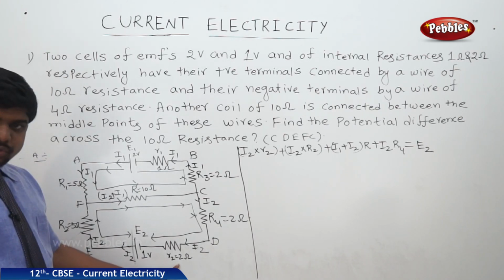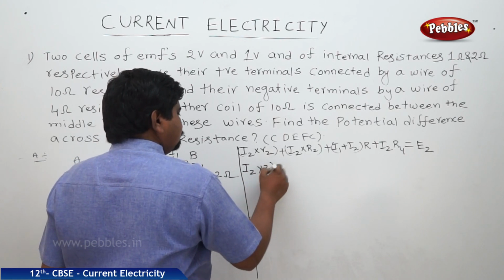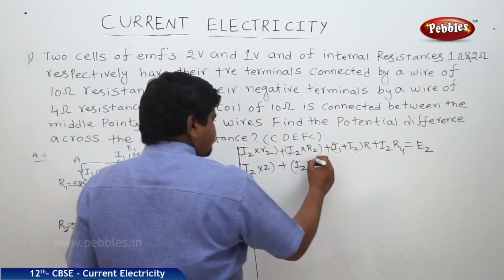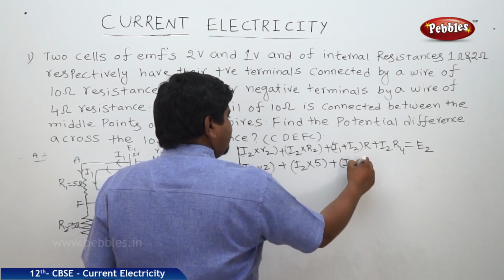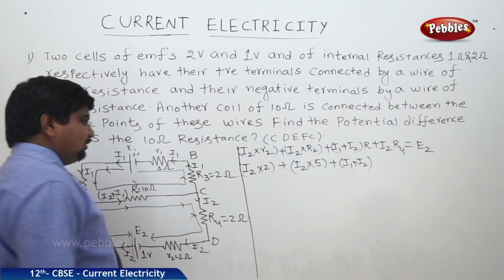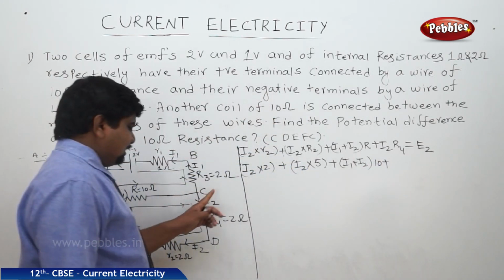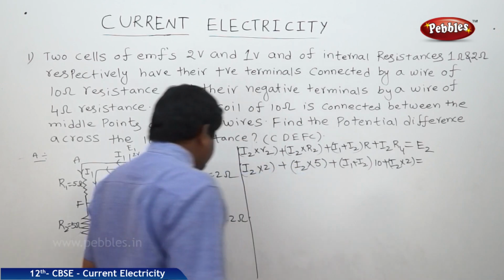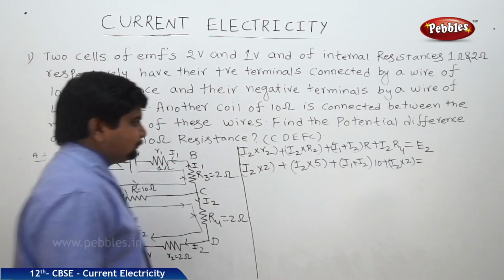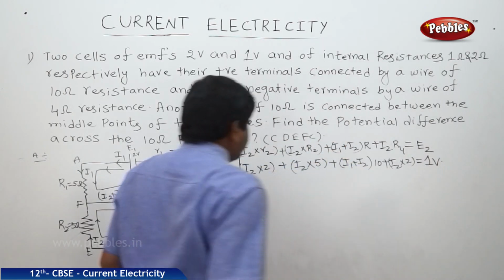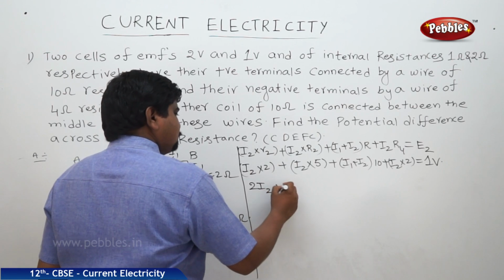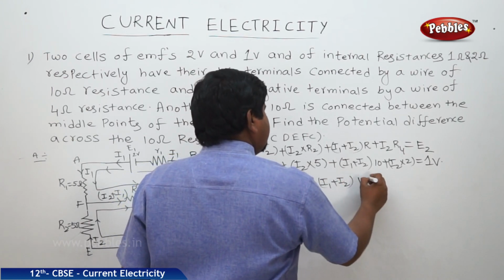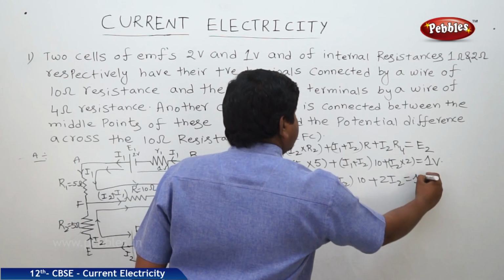So what is the small r2? 2 ohms. Therefore I2 into 2 plus I2 into what is capital R2? 5 ohms plus I1 plus I2 into what is capital R? 10 ohms plus I2 into what is capital R4? 2 ohms. What is E2? E2 is 1 volt. So it is 2I2 plus 5I2 plus I1 plus I2 into 10 plus 2I2 is equal to 1 volt.